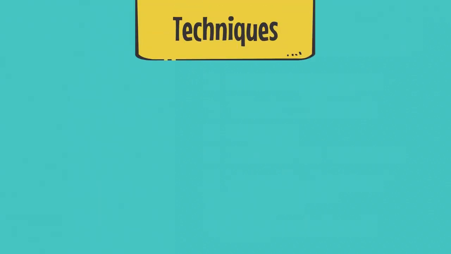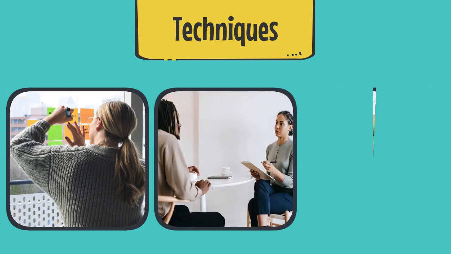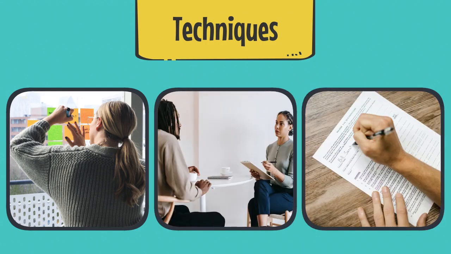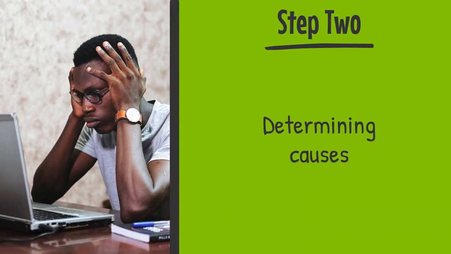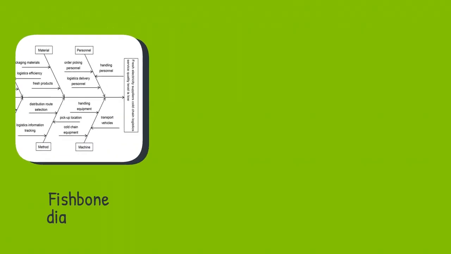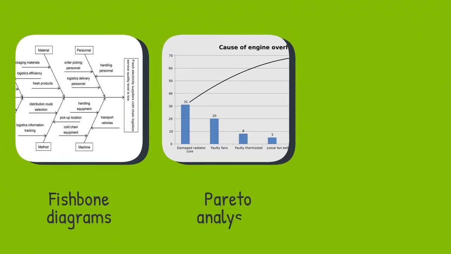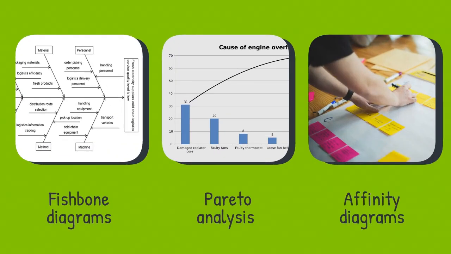What could be done to be more successful? At this stage, problem-solving groups can use techniques such as brainstorming, interviewing, and questionnaires to clearly define the problem. Step 2 is about determining the root cause or causes of the problem. In this step, the problem-solving team will use tools such as fishbone diagrams, Pareto analysis, and affinity diagrams.